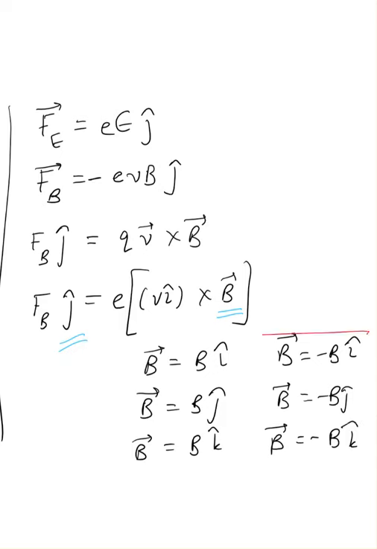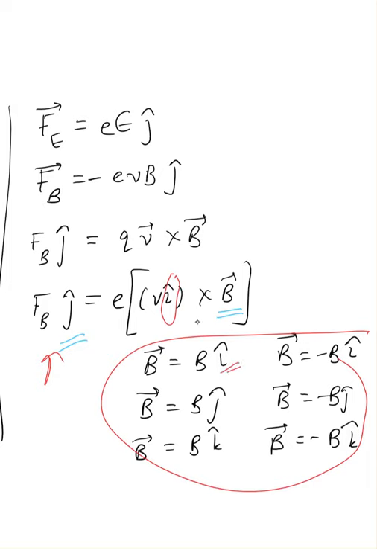One of the six values will give you the answer j cap. Should it be i cross i, or i cross j, or i cross k, or the other three options? So find out, and that will tell you in which direction the magnetic field should be applied. Okay, so try out and find out the resultant direction of the magnetic field. Thank you.